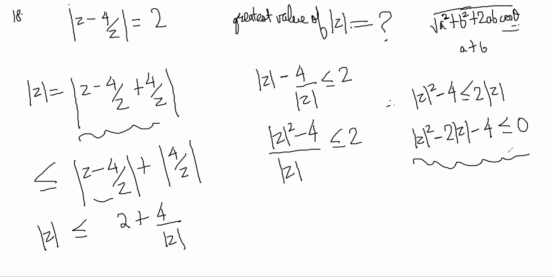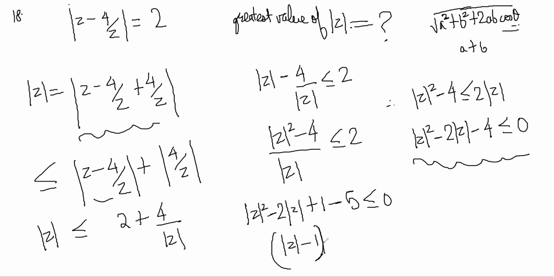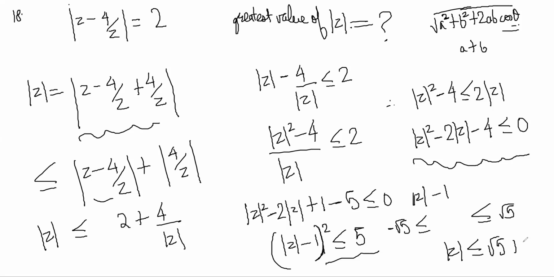And this quadratic inequality can be solved easily, because you can do this perfect square, plus 1 minus 5, right? So you have mod of z minus 1 whole square is less than equal to 5, right? So mod of z minus 1 will be between the range of minus root 5 to root 5, correct? So mod of z will always be less than root 5 plus 1. This is the maximum value of mod of z.